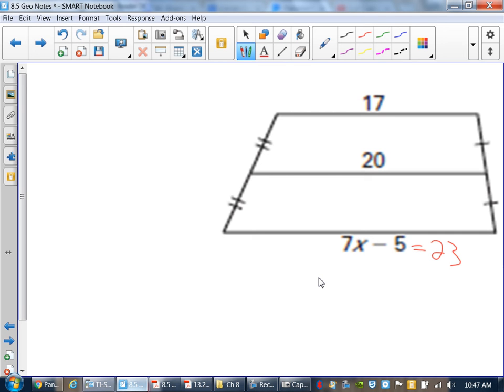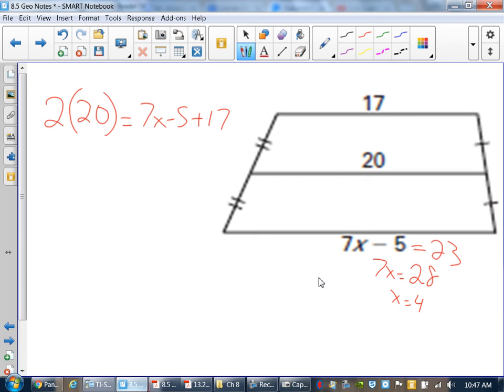You can do all the algebra, but anytime you can set it up as a shortcut, by all means, go for it. It's going to work. You'd add 5 and you get 7x. It's 28. And x is 4. It'll work the exact same way if you took the mid segment, 2 times the mid segment equals the sum of the bases. It's just extra steps.